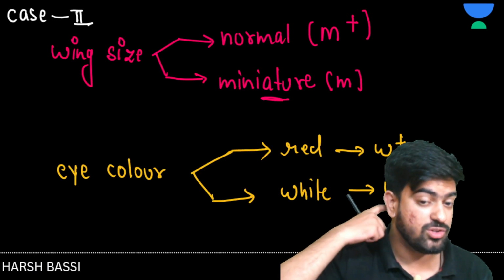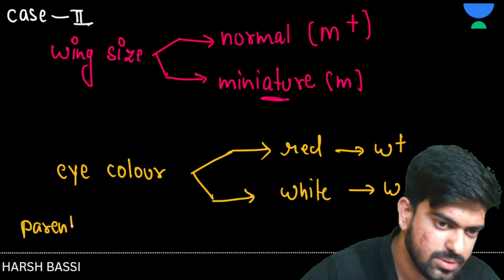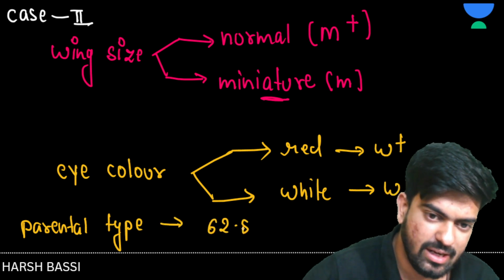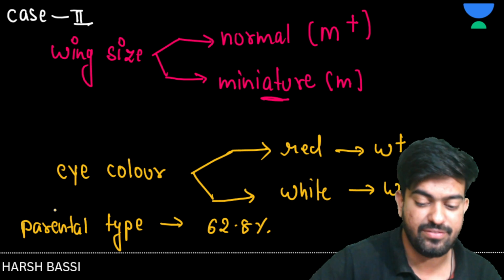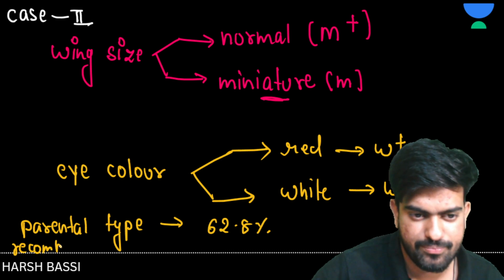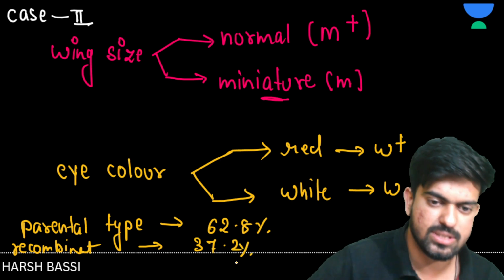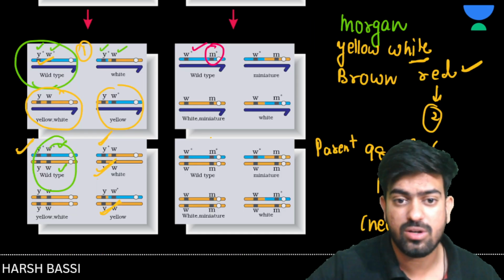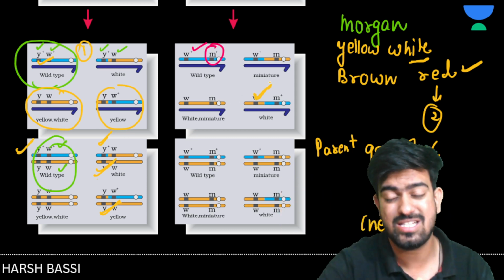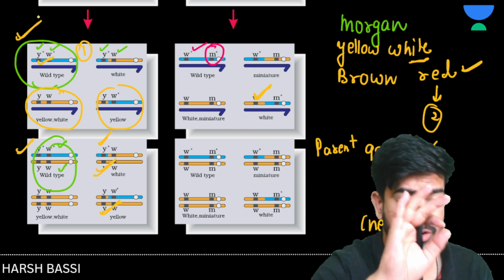of recombination increased. Okay, so here when the cross was done, parental type we get only 62.8%, and recombinant we get 37.2%. Now figure out the second cross by yourself, just like we did with the first cross.